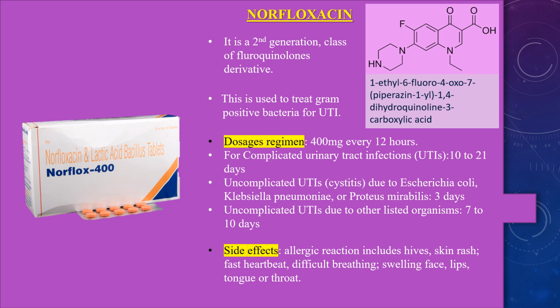Dosage regimen: 400 mg every 12 hours for complicated urinary tract infection, 10 to 21 days. For uncomplicated UTI, cystitis due to E. coli, Klebsiella, and Proteus, 3 days, and for uncomplicated UTI due to other listed organisms, 7 to 10 days. Side effects include allergic reactions, including hives, skin rash, fast heartbeat, difficulty in breathing, and swelling of the face, lips, tongue, and throat.